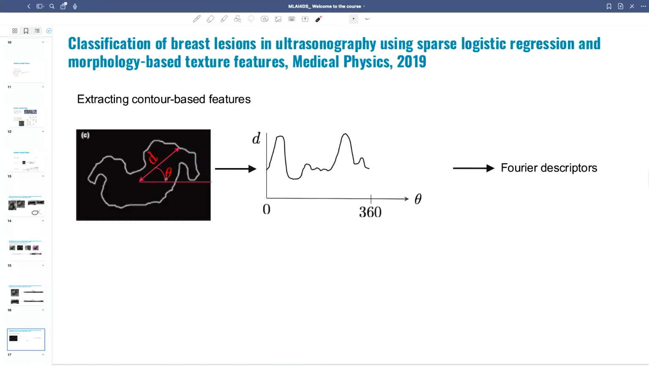And if you then change the theta from 0 to 360 degrees, making a full circle, you're going to at the same time measure the distance d for every angle, and therefore you convert this weird contour to a function. This is called the signature of the contour. And because this is a conventional function, you can have Fourier descriptors applied here as well.